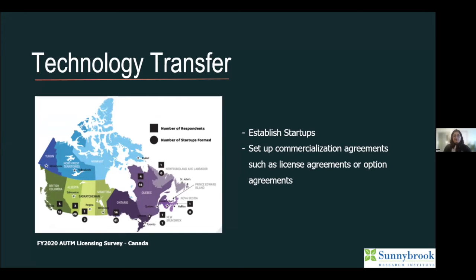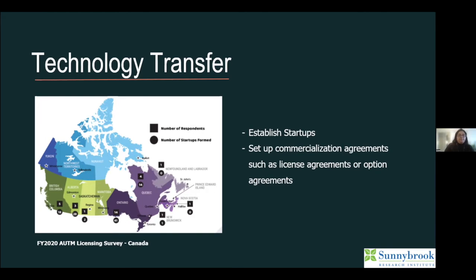I have given a very short snippet of what the tech transfer looks like here in Canada, specifically talking about Ontario. So there were 41 startups that were founded in 2020. This is from the autumn licensing survey that most Canadian institutions fill out, including Sunnybrook. Some of us do not give all the information that's requested, but it's a very nice starting point to see what Canada's academic world looks like in terms of commercialization.